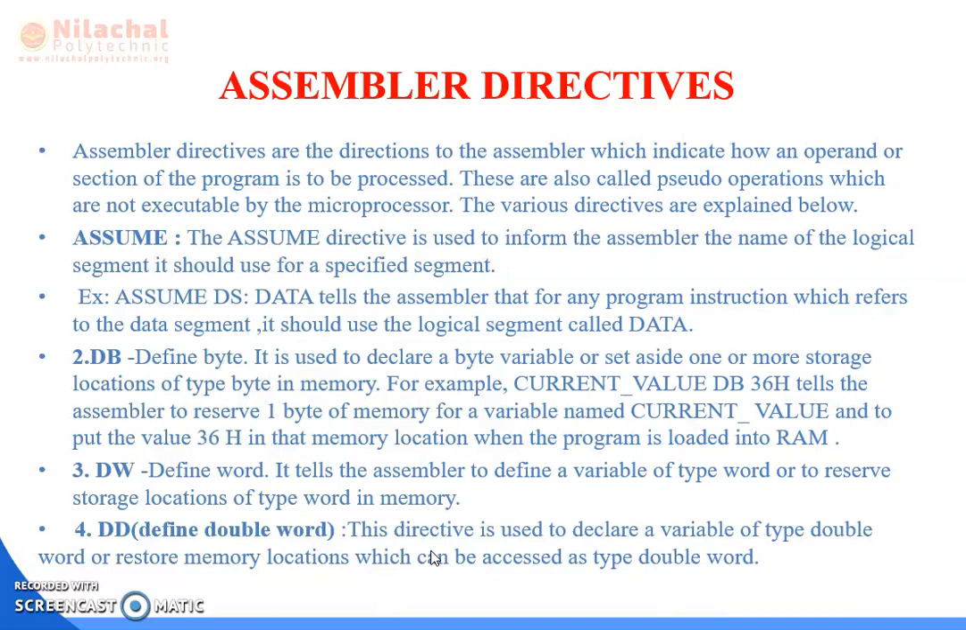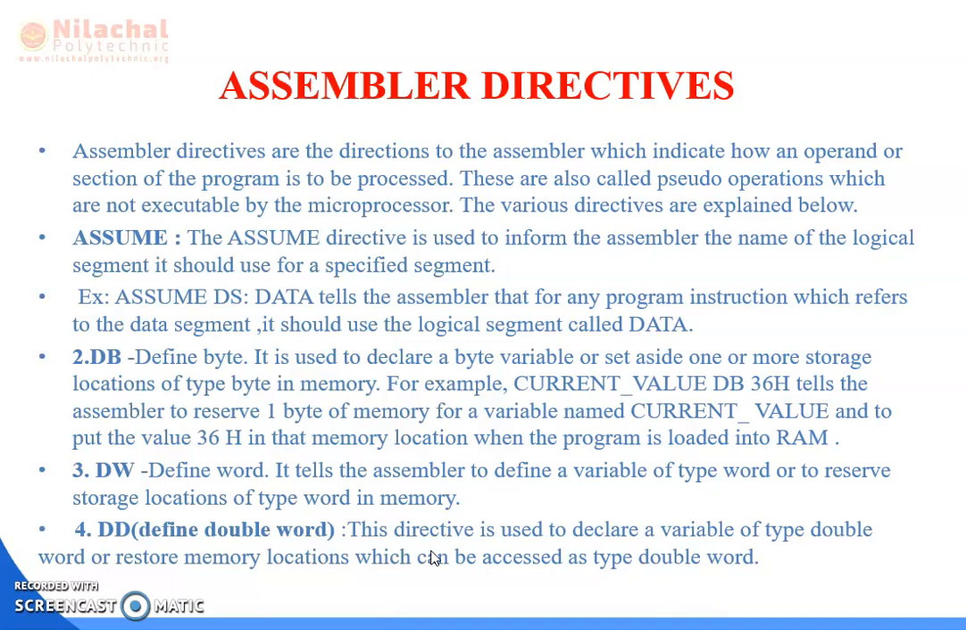Second is DB, that is define byte. It is used to declare a byte variable or set aside one or more storage locations of type byte in memory. For example, CURRENT_VALUE DB 36H tells the assembler to reserve one byte of memory for a variable named CURRENT_VALUE and to put the value 36H in that memory location when the program is loaded into RAM.